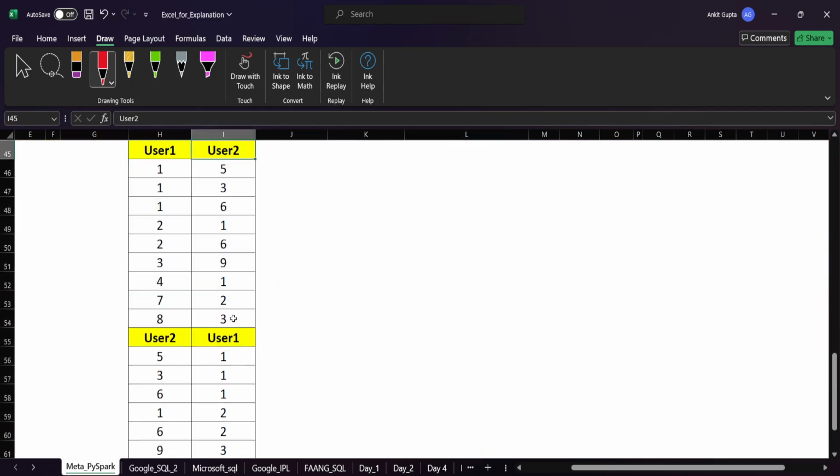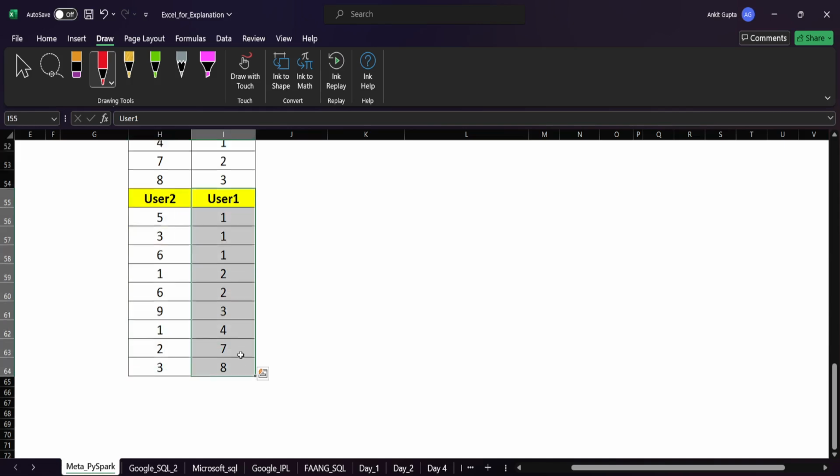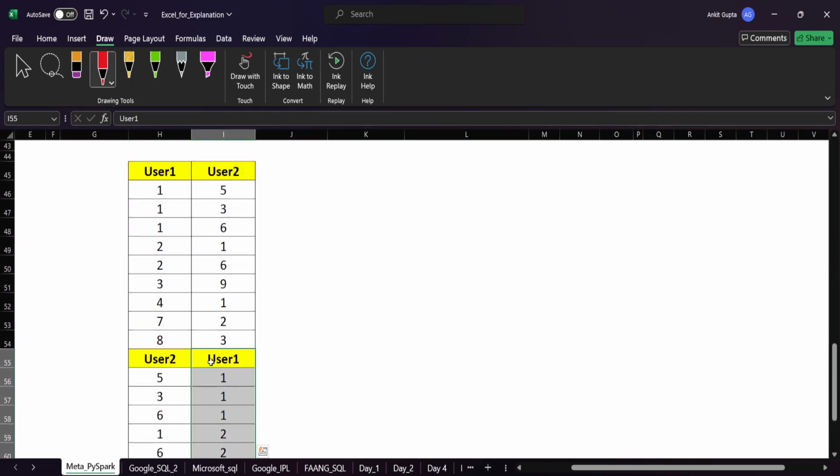So basically, if you see, user two is coming over here, and then we have user one. In this way, here, one is saying, hey, my friend is 5. Then here 5 is saying, hey, my friend is 1. So in this way, each and every combination is getting generated, right?